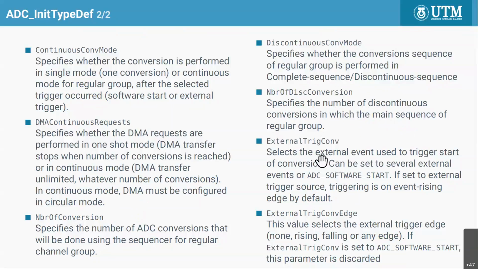And then second last here is the external trigger. How do you want to trigger the conversion? Do you want it to be based on the external event, or is it going to be from the software? The external event is a clock edge. So the clock edge can be rising edge, falling edge, or any edge. If you are doing it by software, then you select this to be none. So that will be a software initiated trigger, and the external trigger conversion edge is meaningless.